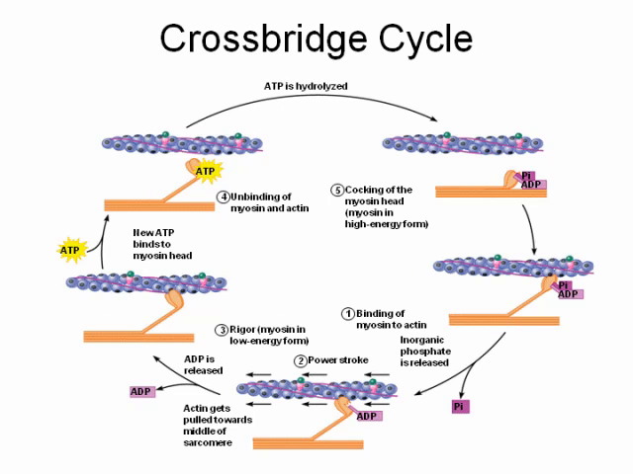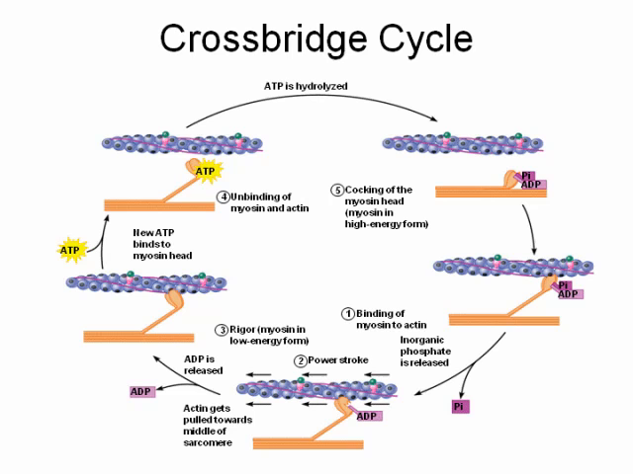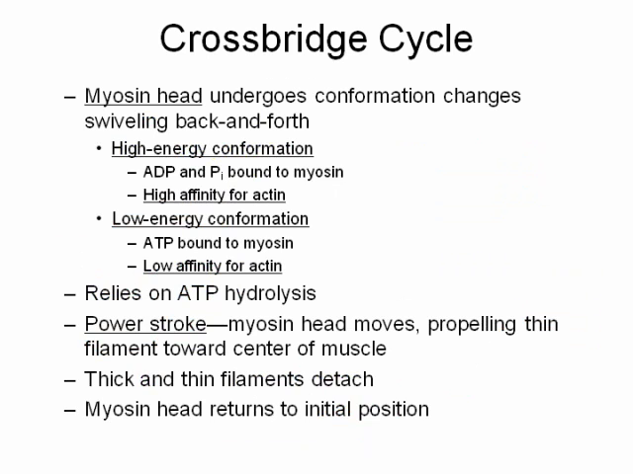So I've more or less walked you through this cycle in switching back and forth between the two slides. There's one additional thing I want to point out. Step 3 here, which they refer to as rigor, is when myosin is in the low energy state. So that goes back here. This is what we refer to as rigor.